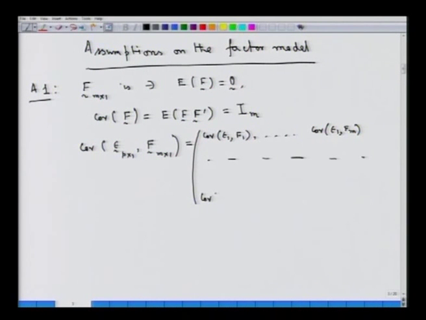The other elements can be filled up. This is epsilon p f1. So, these are scalar quantities, scalar covariances that we have in here, and this is the covariance between epsilon p and fm. So, this is the variance covariance matrix of this epsilon with f. Now, with the assumption that expectation of f is equal to 0, this covariance is nothing but the expectation of epsilon vector multiplied by this f vector transpose, right. So, we assume that this is a null matrix.